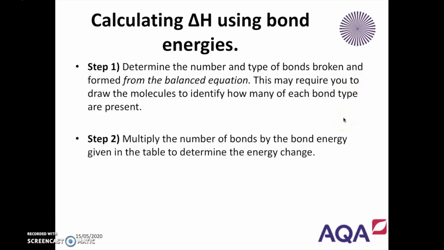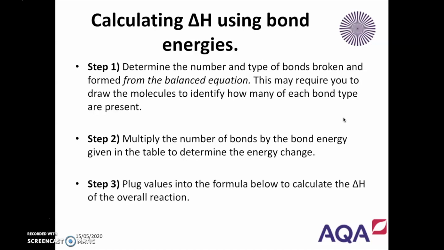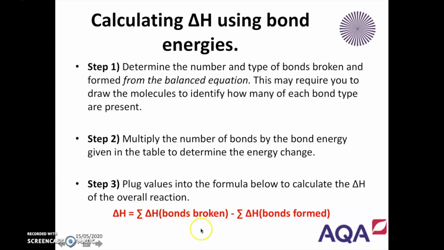Step 2, multiply the number of bonds by the bond energy given in the table to determine the energy change. There will be a data table that's given to you, which I'll show you in a moment, and from that you will calculate the bond energy itself. And then step 3, plug the values into this formula to calculate the delta H of the overall reaction. And the formula is this. It's the sum of the energy of the bonds broken minus the sum of the energy of the bonds formed. As I say, we'll have a look at an example in a moment.